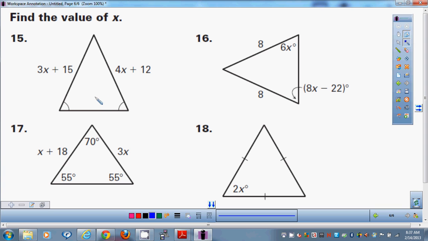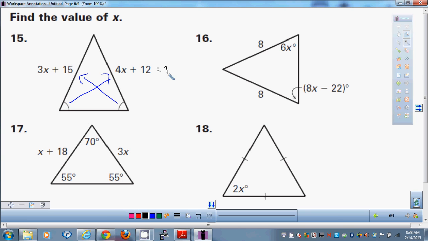Elijah, how am I going to set up to solve this problem? If they're congruent, what does the word congruent mean? Whenever you say that word, what should you do with the two things? Exactly. We're going to set them equal. 4x plus 12 equals 3x plus 15. Whenever you use the word congruent or equal, that's what you're going to be doing in the problem.